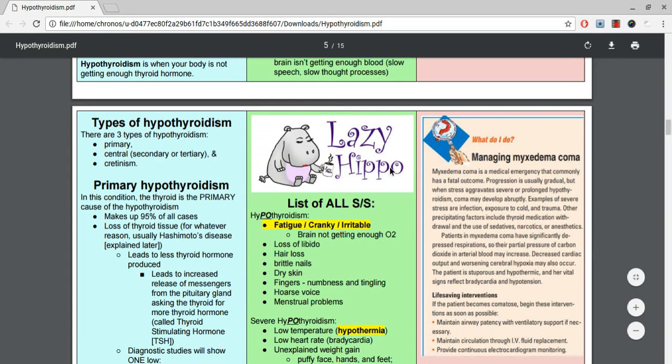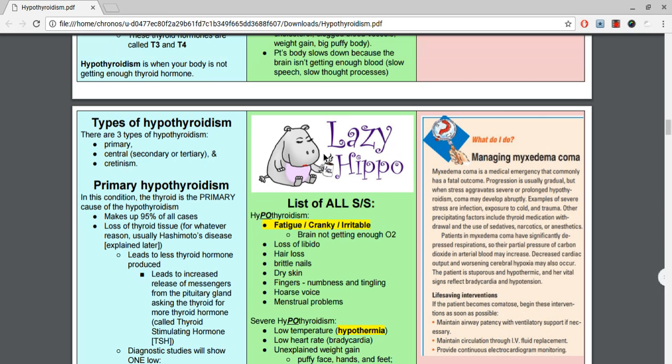And here's a picture to help you visualize that mnemonic. The lazy hippo. Look, it's a female hippo, and she's big. She's very big, and she's tired. I think of hippos as being low to the ground, and they're slow as well. So that might help you remember that.